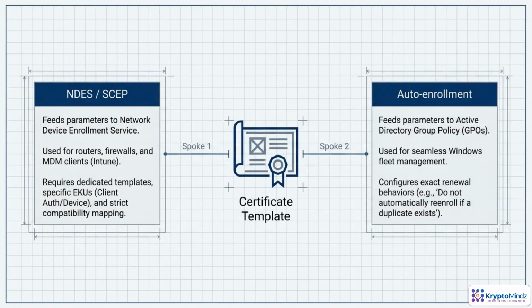Each certificate template acts as a hub with two major spokes. One spoke serves devices using NDES and SCP. Here, the template defines exactly which EKUs, key sizes, and compatibility options network gear and MDM clients can use. If these settings are wrong, routers or Intune enrollments simply fail. The other spoke serves Windows endpoints via auto-enrollment. Those same template settings drive group policy behavior, including renewal timing and whether duplicates are allowed, so precision here directly determines fleet stability.